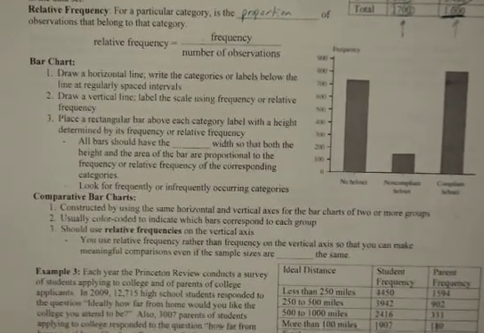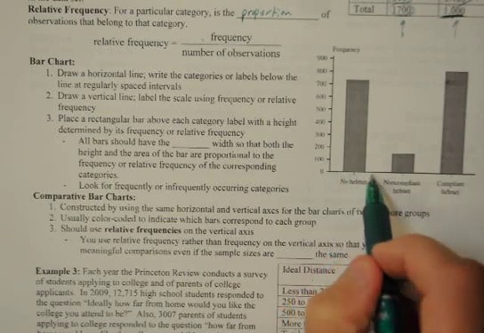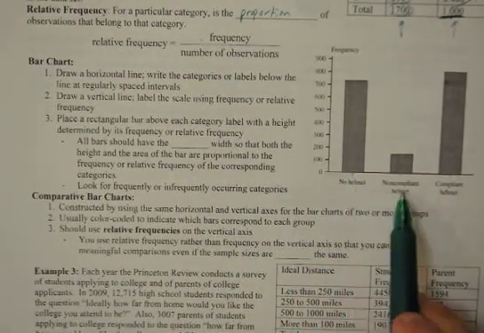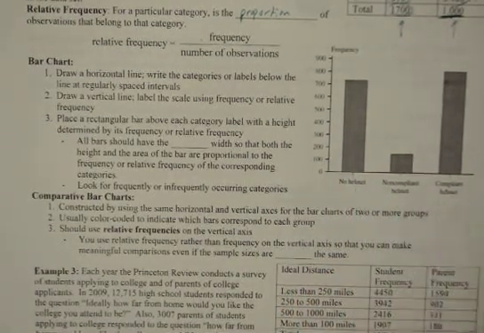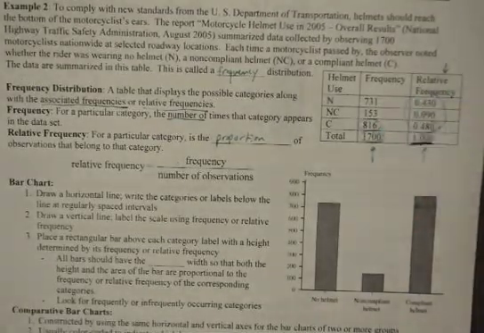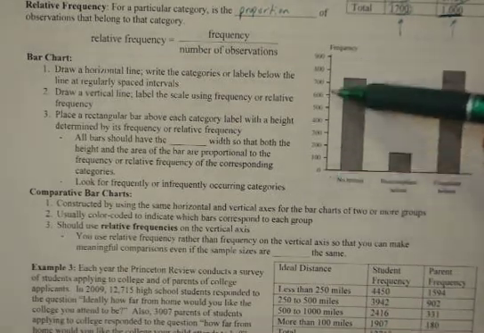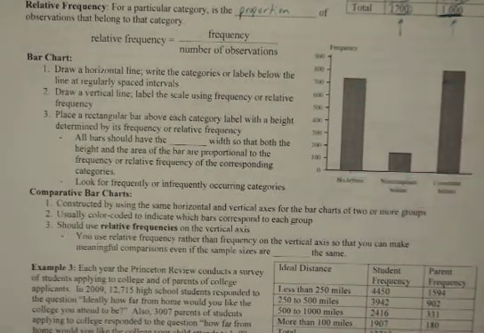Okay, next is the bar chart. We all know what a bar chart is. It's got a horizontal line with the categories: no helmet, non-compliant helmet, or compliant helmet, associated with the data here. We've got the vertical line. The vertical line should start at 0.